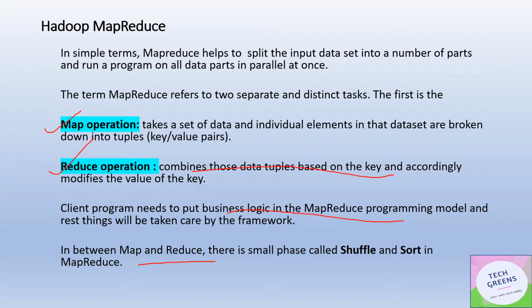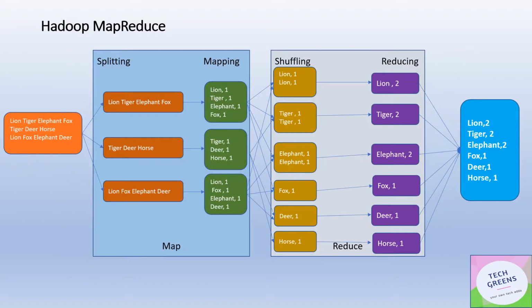Like all the data for a particular partition key will go to the specific reducers, and sorting is performed so that the entire process execution can be optimized. Now let's try to understand MapReduce with an example.